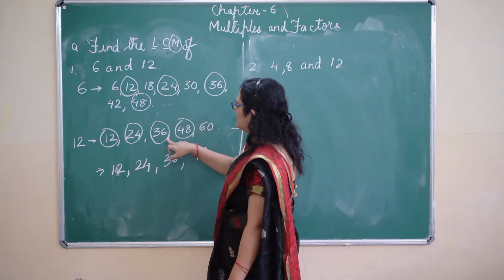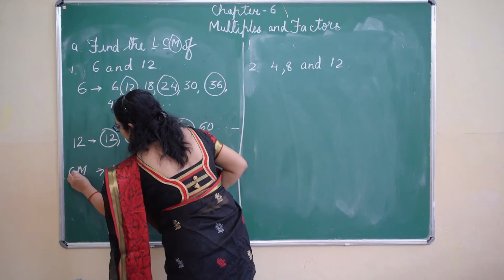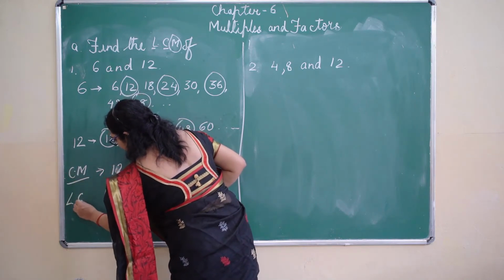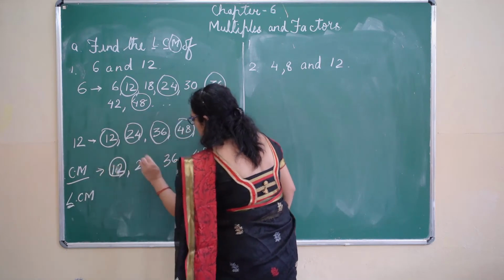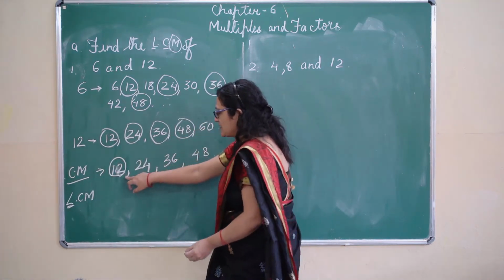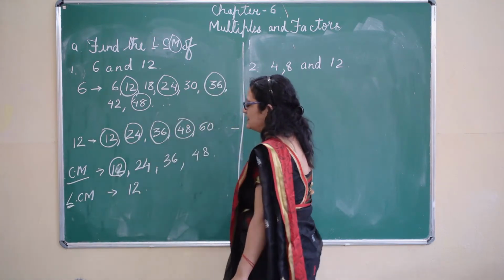Okay, multiples we have written. Second step, common multiples we have written. Now we have to write what? LCM means lowest common multiple. What is lowest in this? The smallest number is what? 12. So that is your LCM.